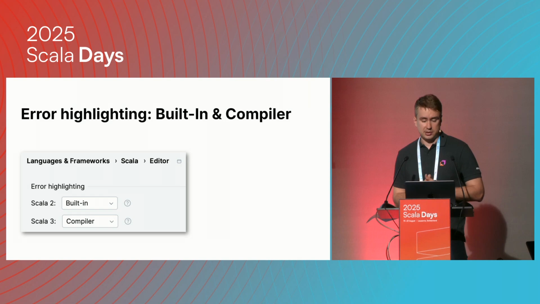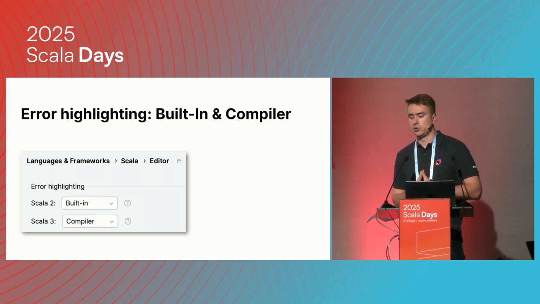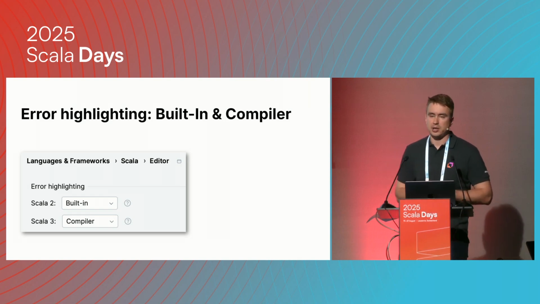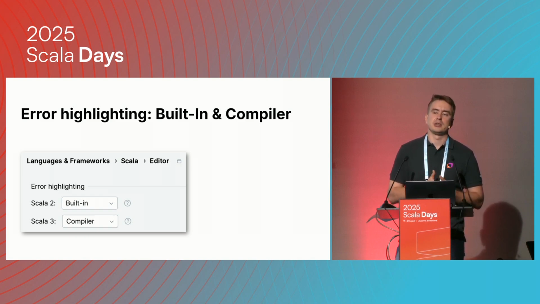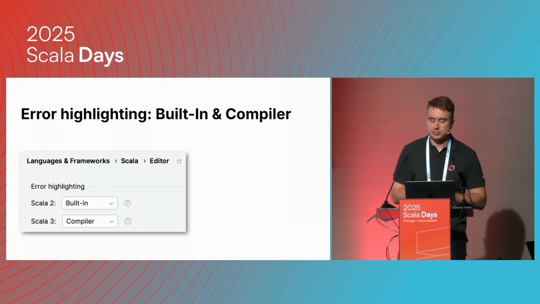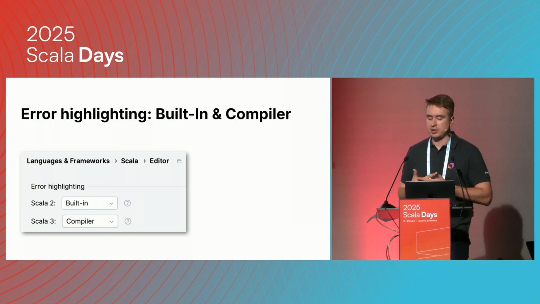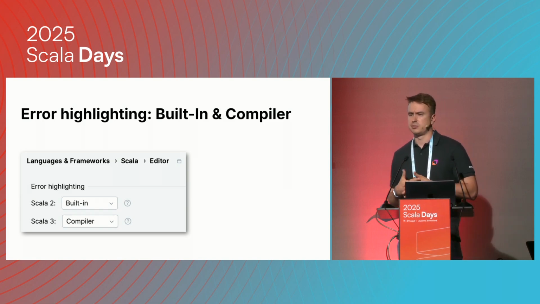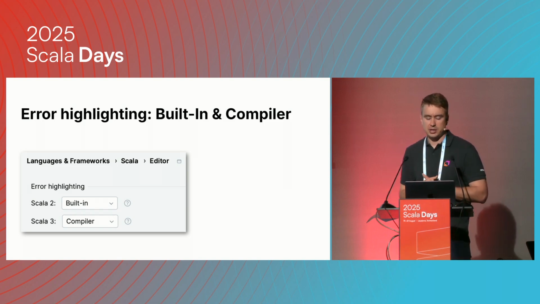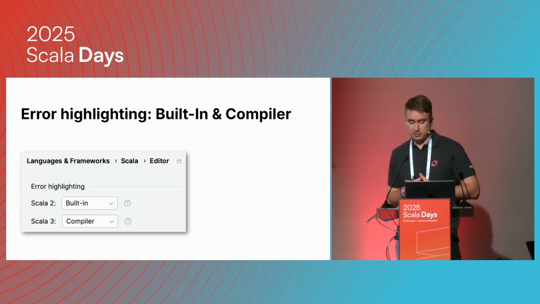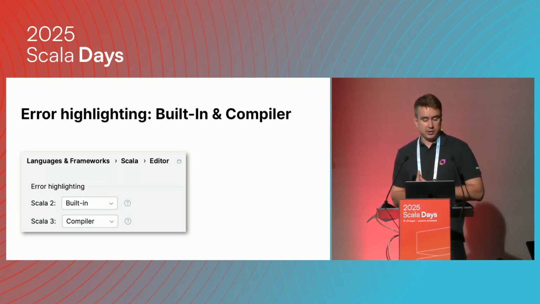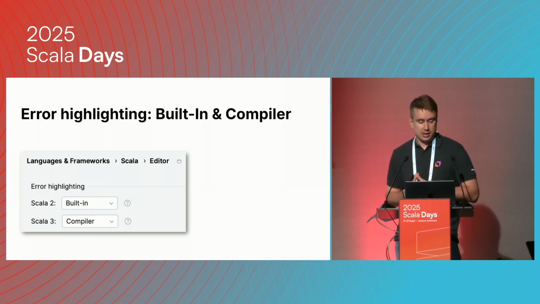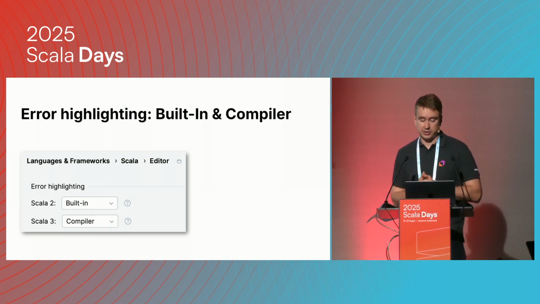And the built-in is the classical Scala 2 version where all the highlighting is done on the internal Scala plugin model of the language. Some people historically call that model presentation compiler, so it's not quite accurate. By default, the compiler-based highlighting is enabled for Scala 3, and for Scala 2, the classical mode is used.